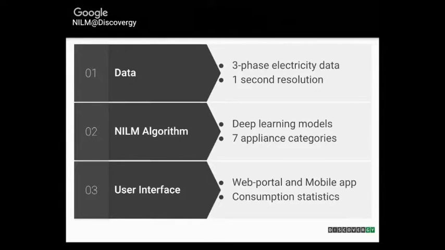So we use three-phase electricity data at 1 to 2 second resolution from our smart meters. We use deep learning models wherein we train appliance-specific classifiers and identify 7 different appliance categories. And once we have done the disaggregation, we show the results to our users using a web portal and a mobile app, along with some of the consumption statistics from the history.